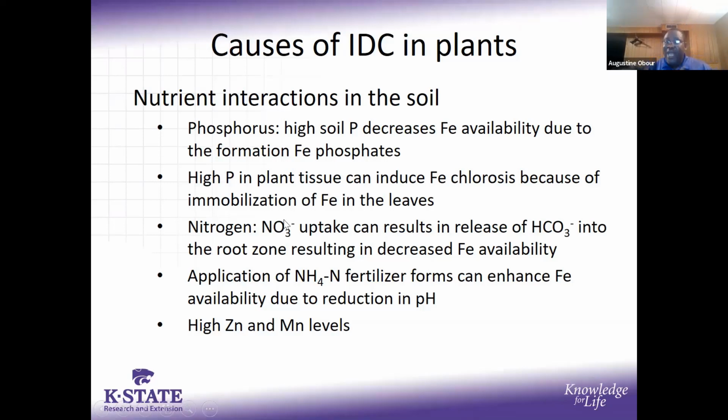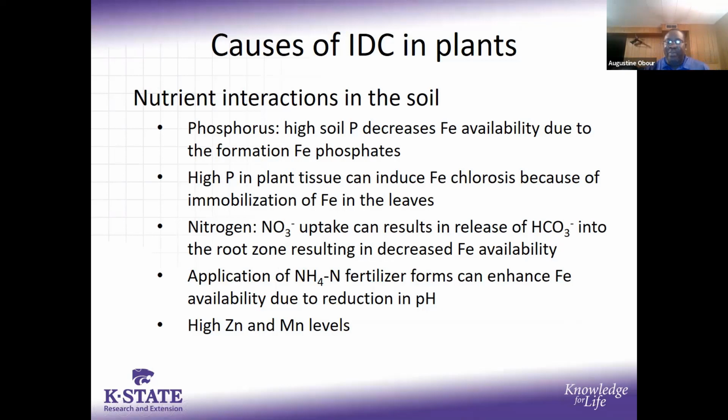Then we also have nitrogen. Plants take up nitrates and, in exchange, they release bicarbonate ions into the root zone. If that happens, we know that bicarbonate causes alkaline conditions in the soil that decrease the solubility of iron. So if you have high nitrates in the soil, there's a higher possibility of decreased iron availability for plant uptake.